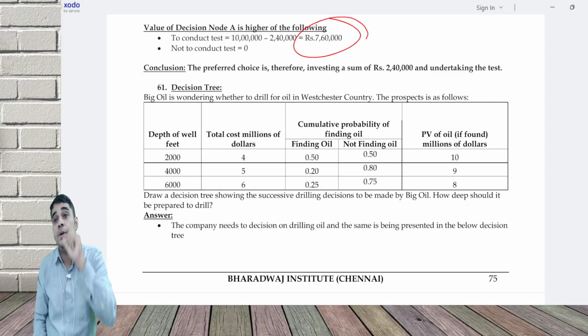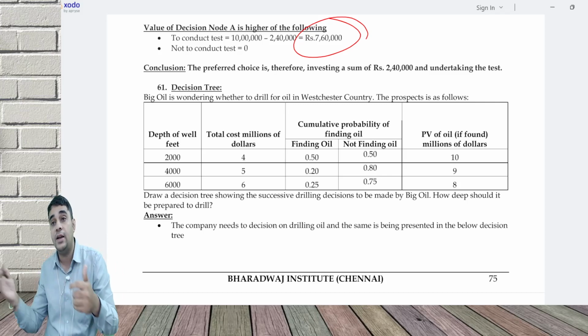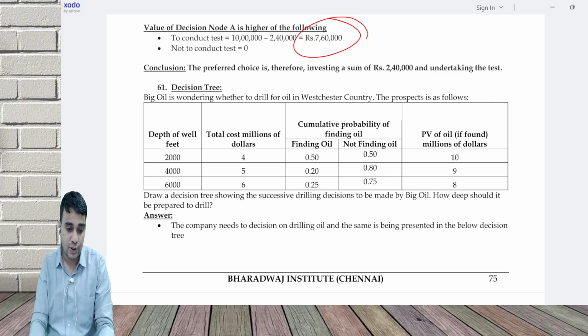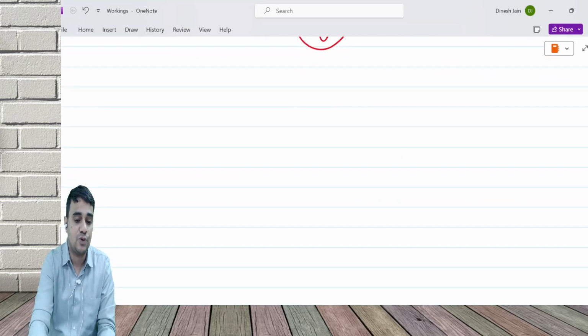If you say yes, you may find oil, you may not find oil. If you don't find oil, the next decision is drill up to 4000. Again, you may find oil, may not find oil. If you find oil, no problem. If you don't find oil, next again you have to take a decision whether to drill up to 6000 feet or not, and then in the reverse order you have to do the valuation. I'll show the diagram first, a rough diagram, and then I'll show the printed solutions.